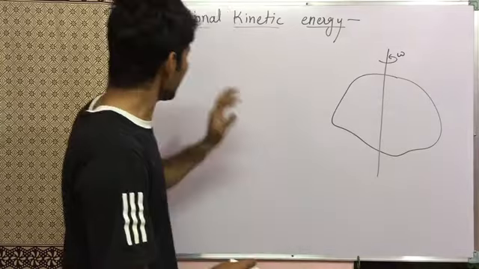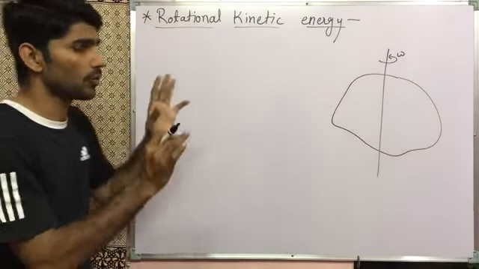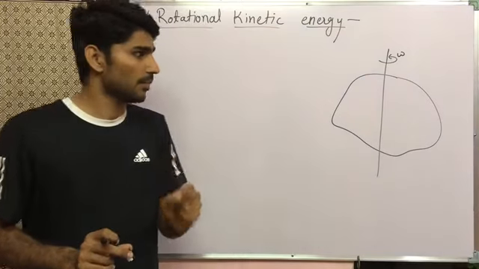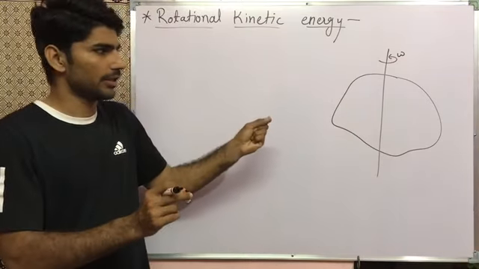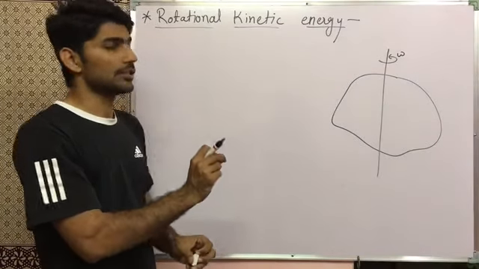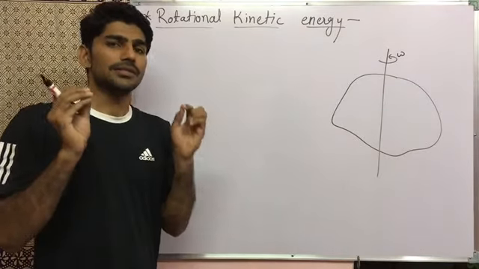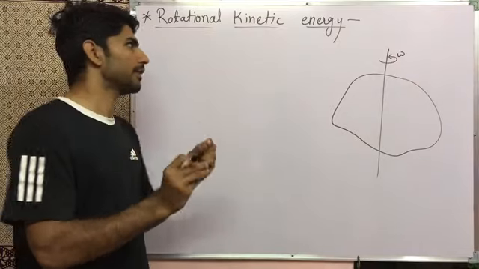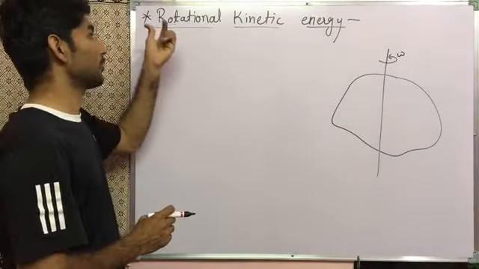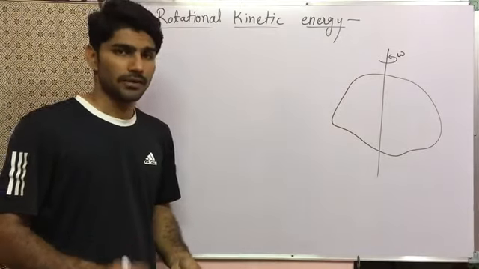To determine the rotational kinetic energy for the whole body, we consider some point masses in the body, and we determine the rotational kinetic energy for each particle, and we sum all the kinetic energies and we get the total rotational kinetic energy for this body.